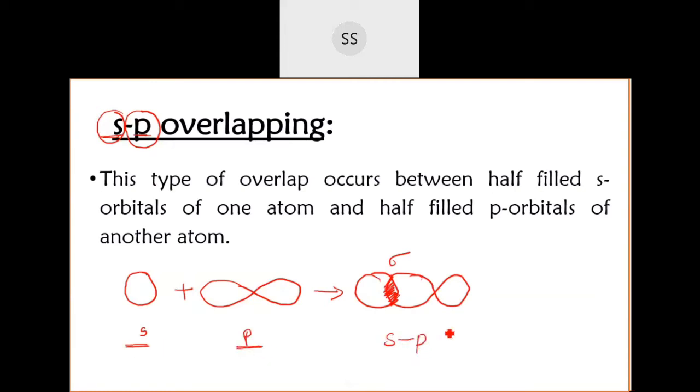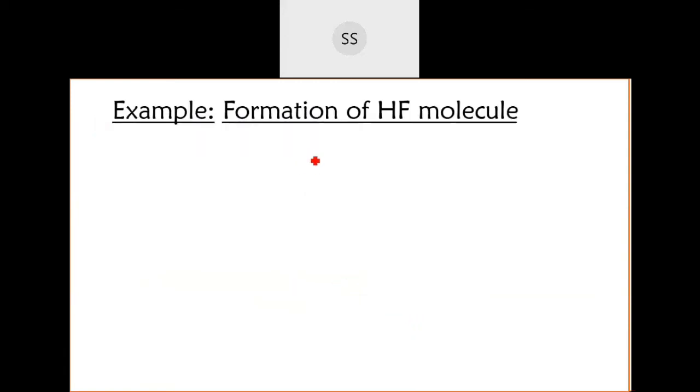An example of this type of concept is the formation of the HF molecule. For H, you write the electronic configuration 1s1, one electron is there. The fluorine atom has atomic number 9, correct? So it is 1s2, 2s2, 2p5. Here also you split and write. 1s2, 2s2 will not participate in the bonding.